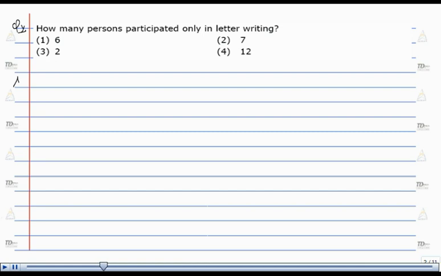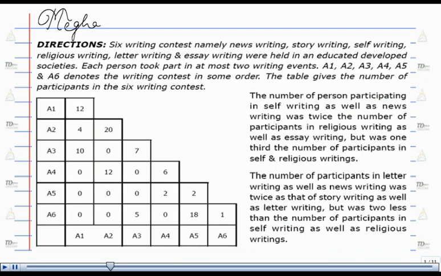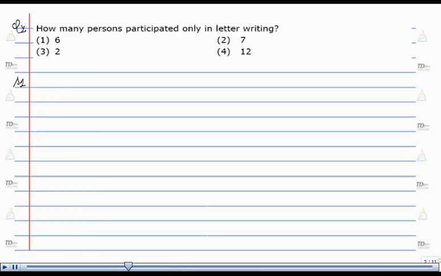Now the solution. Let us try to figure out the equations from the information given. It's given that the number of persons participating in self-writing as well as news writing was twice the number of persons participating in religious writing as well as essay writing. So, let us suppose the self-writing people plus news writing people is equal to y, and religious writing plus essay writing persons is equal to y by 2.